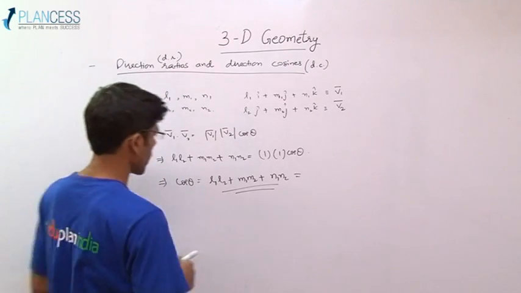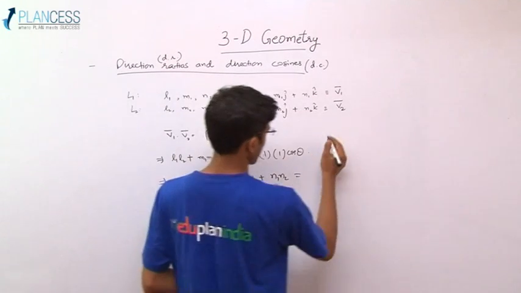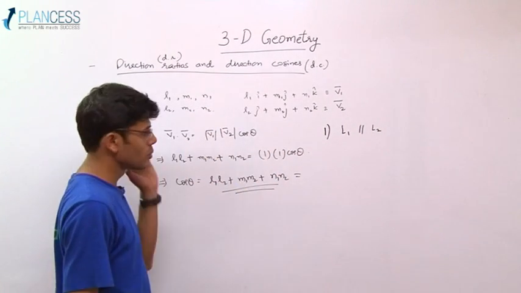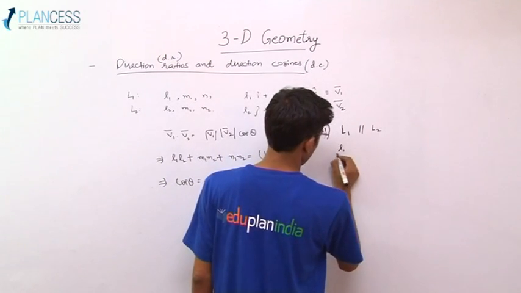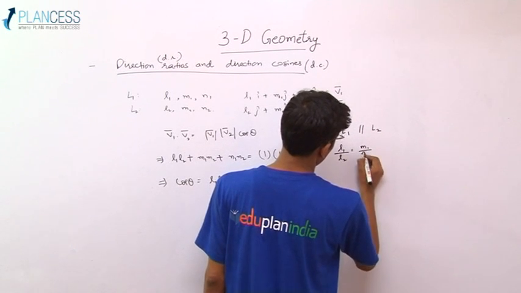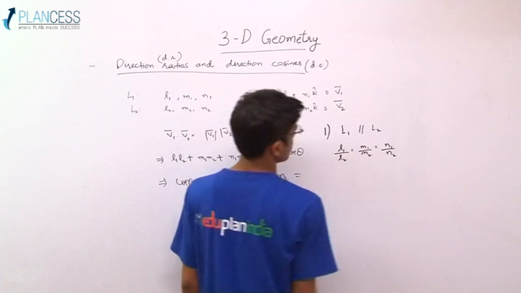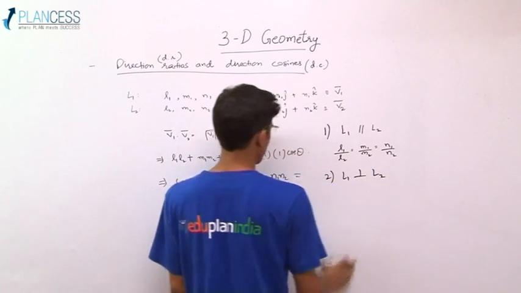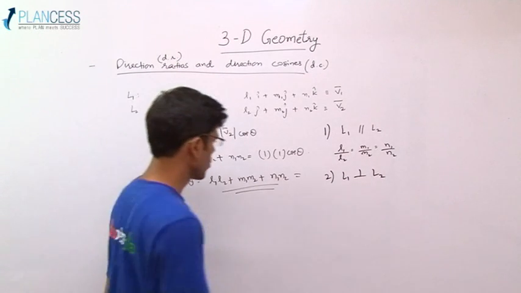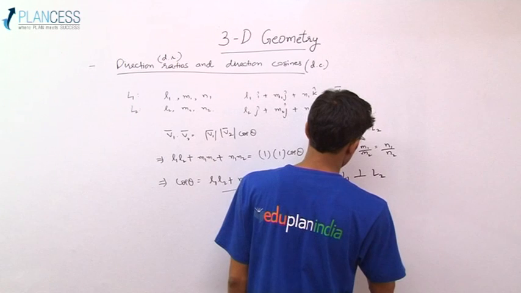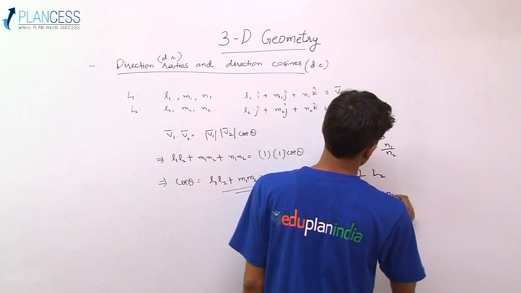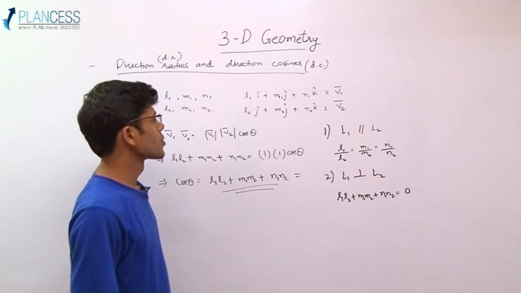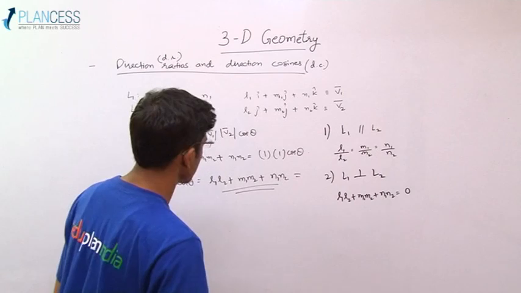So case 1 is line 1 parallel to line 2. So theta should be 0, so both the lines should be parallel. The condition is that L1 by L2 should be equal to M1 by M2 should be equal to N1 by N2. This is the condition for both lines to be parallel. Second is line 1 perpendicular to line 2. If it is perpendicular, then cos theta is 0, so L1 L2 plus M1 M2 plus N1 N2 is 0. So these are the conditions for lines to be parallel or perpendicular. So this is about direction cosines. Let's take a few examples.